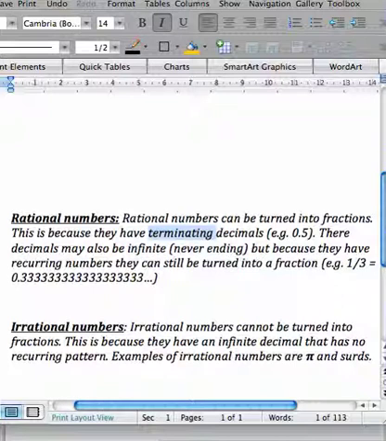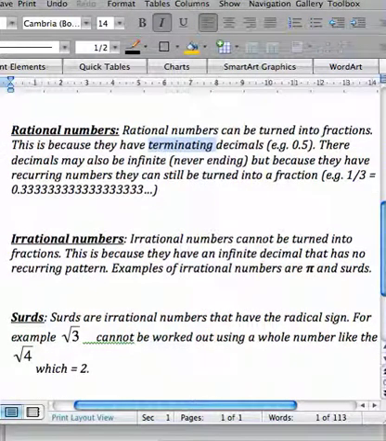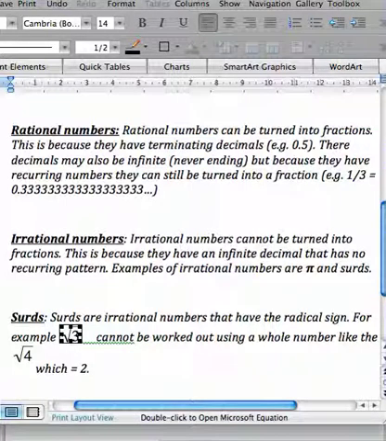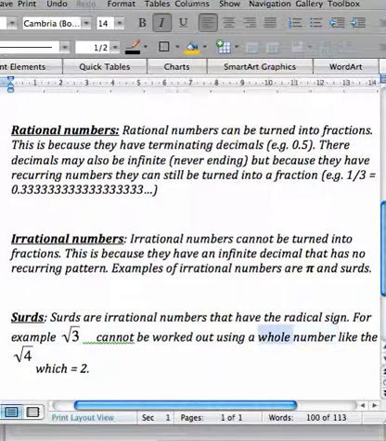And that's what surds are as well. Surds are irrational numbers that can't be turned into a fraction, but these numbers are different because they have the radical sign. For example, here we have the square root of 3. That root symbol is the radical sign. And with surds, the radical sign can never go away. If you use your calculator with the square root of 3, we know there is no number times itself that gives us 3. It's impossible. So there's no whole number that could be our answer.